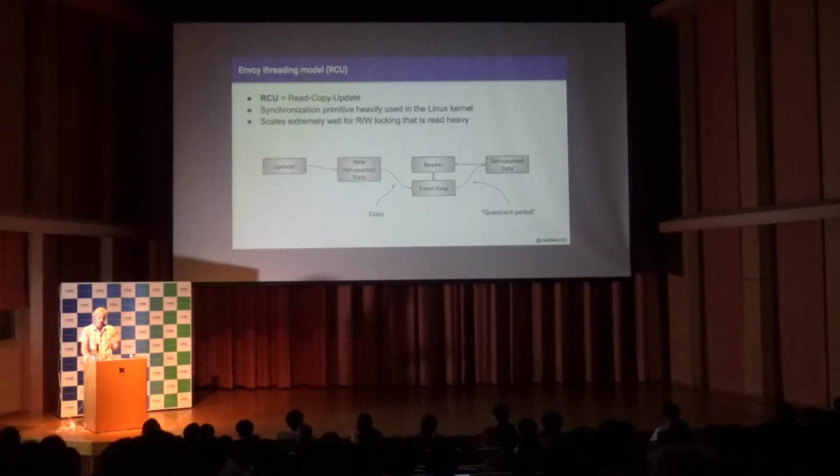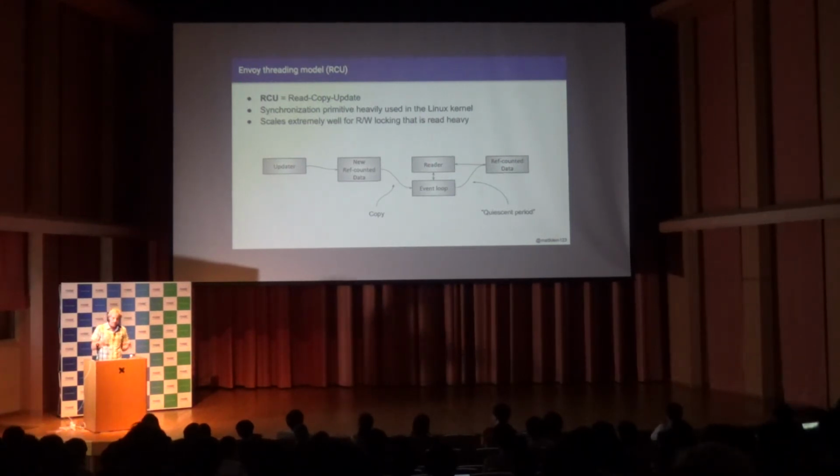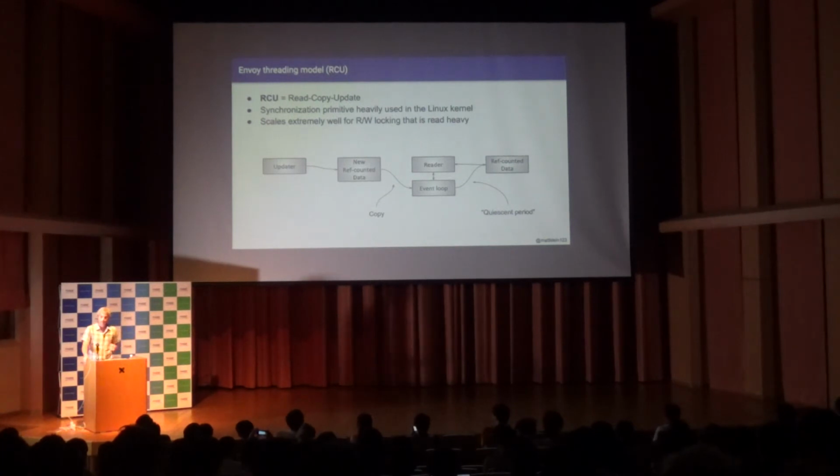Now, remember that all of those worker threads are running an event loop. So the event loop is going in circles. There's someone that's reading on that event loop. Now, the key to RCU is this thing called the quiet period, or the quiescent period. And the idea here is that if we can update the data when we're sure that no one is actually reading it, we can do that without using any locks, and that is super cool.